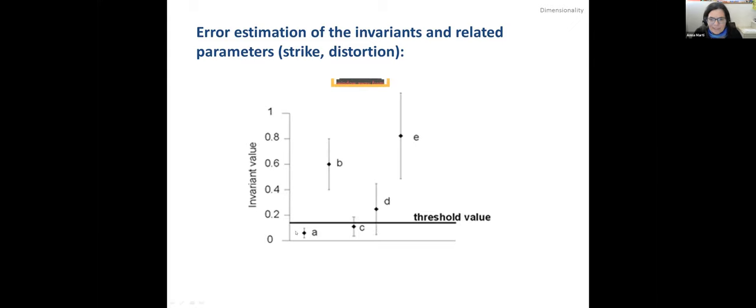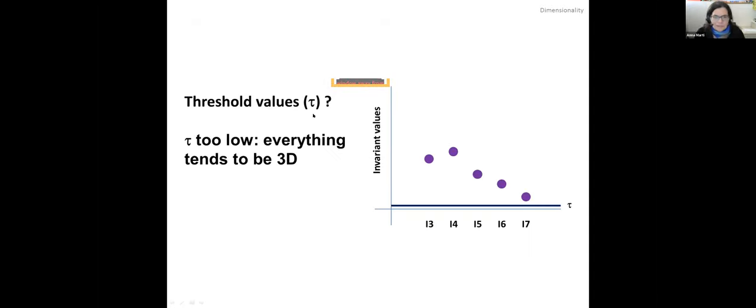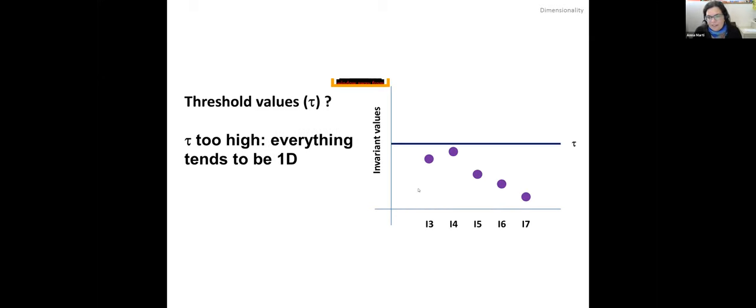Here there's an example of different invariants with different error bars. In this case, it's clear that this is above the threshold, it is different than zero. And in these cases, they will be below. I should have started from here. We have to define a threshold value because, as I say, the invariants otherwise never will vanish. If this threshold is too low, if I put the bar here, all the invariants will tend to be higher than that and everything will tend to be 3D. If it's too high, the contrary will occur. All the invariants will be considered to be below that threshold and everything will be 1D.